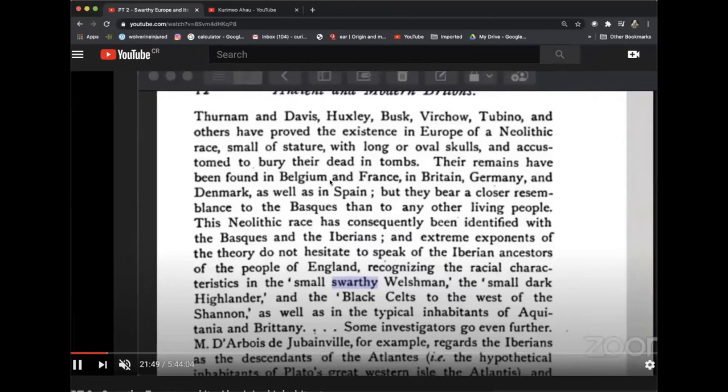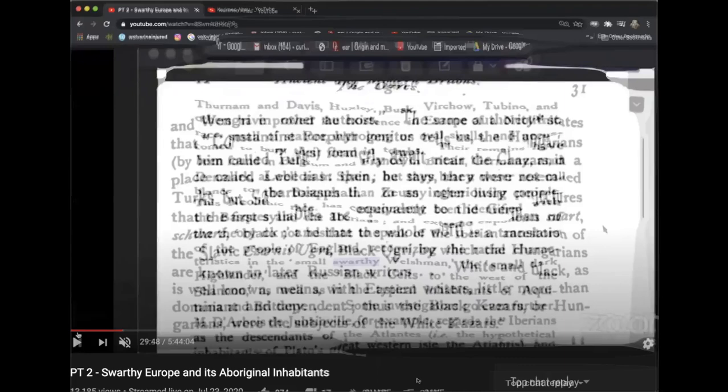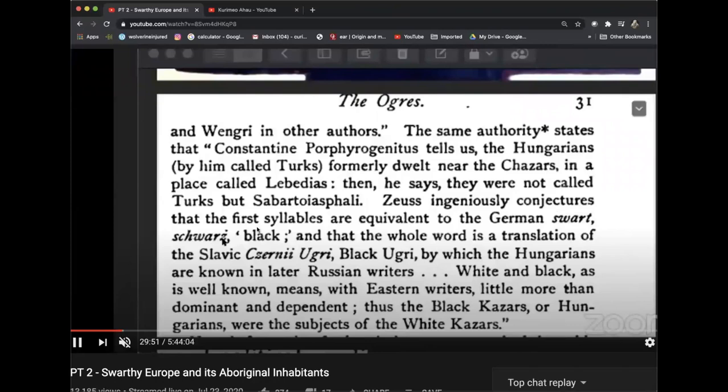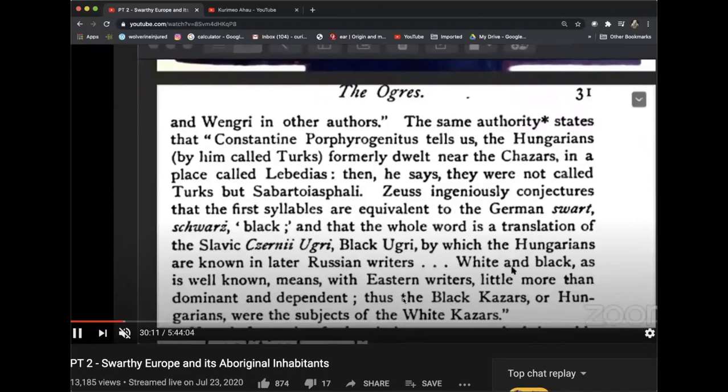A little further down in the same book, it says here, Suess ingeniously conjectures that the first syllables are equivalent to the German Schwarz. Schwarz is black, and that the whole word is a translation of the Slavic Shorshne Ugri, Black Ugri, by which the Hungarians are known in later Russian writers. The Hungarians were Black Ugri. White and black, as is well known, means with Eastern writers little more than dominant and dependent. Thus the Black Khazars or Hungarians were the subjects of the White Khazars.